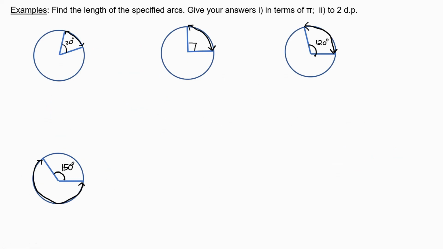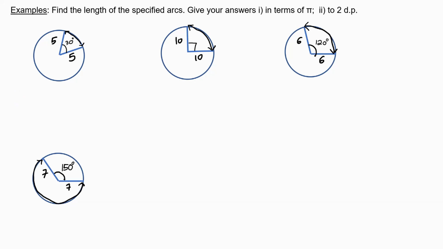Let's have a look at some examples. If we want to find the length of the arc in the first example, the angle in the center, theta, is 30 degrees. So I'm going to do 30 out of 360 times pi times the radius squared.